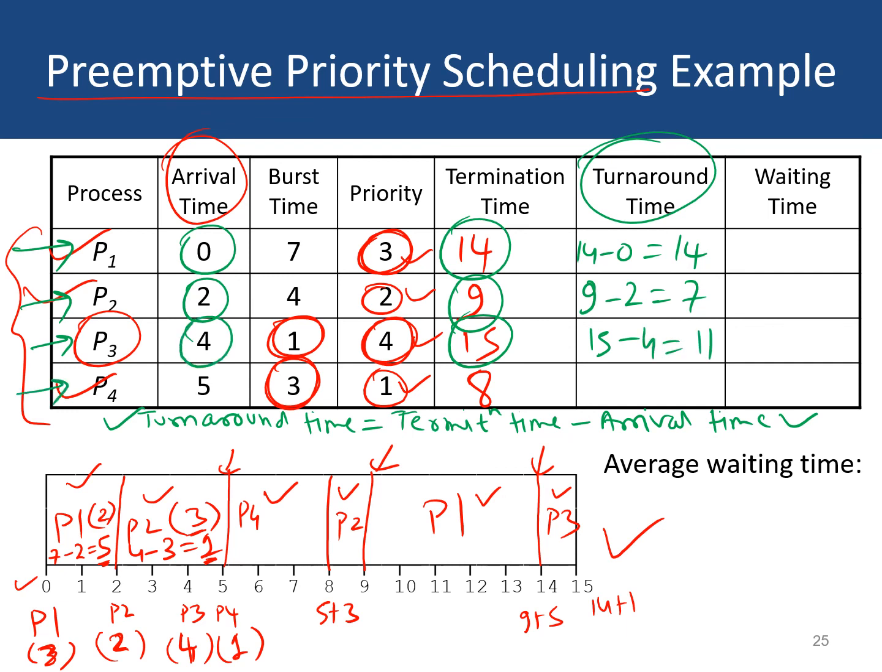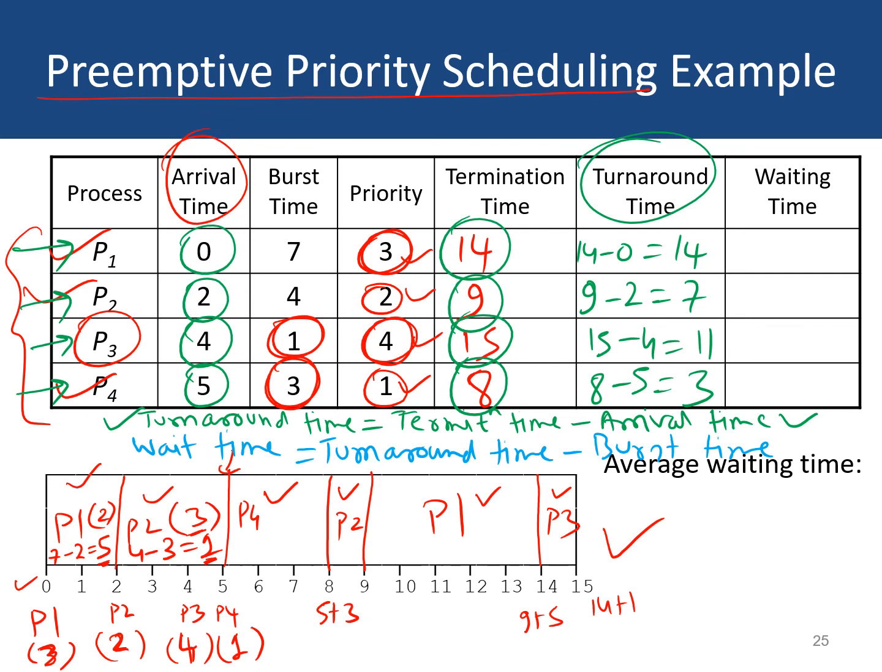And finally for process P4, the termination time is 8 and the arrival time is 5. So the turnaround time is 8 minus 5, 3. Finally, recall that the waiting time is basically turnaround time minus the burst time. So let's work on this.